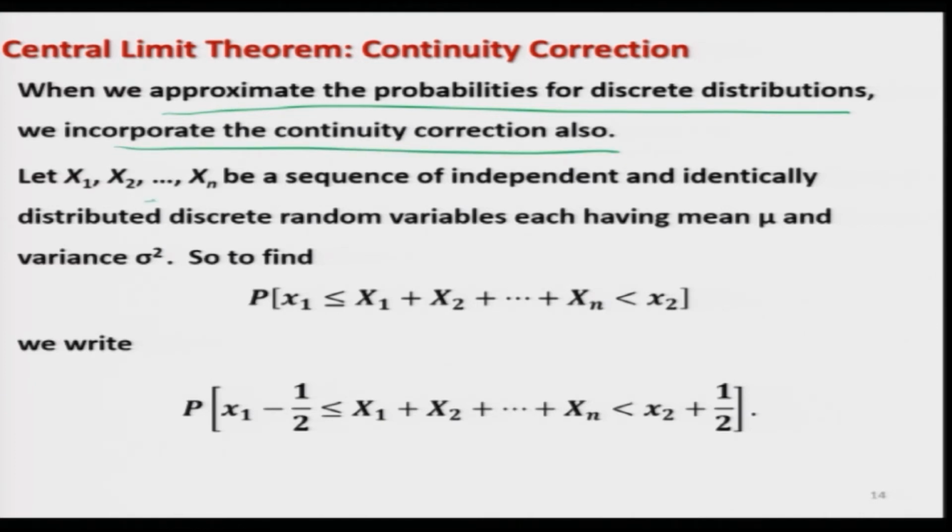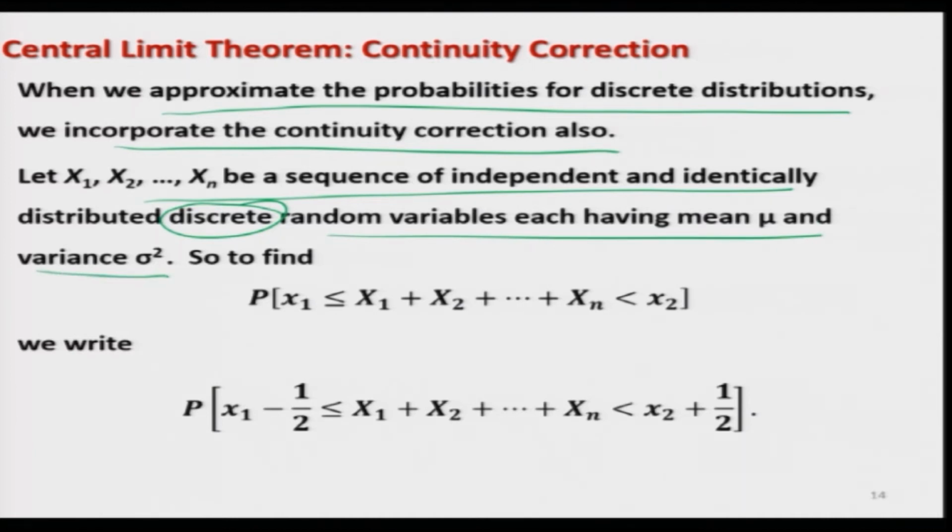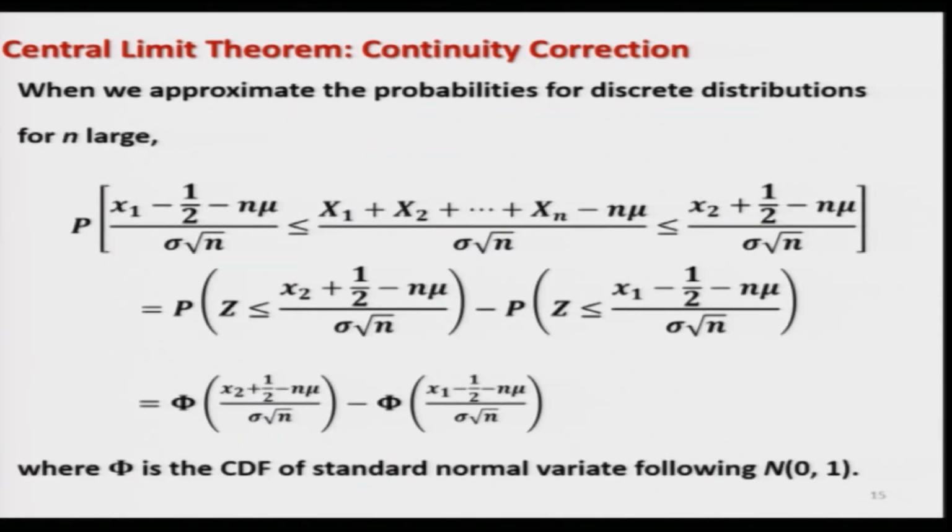So, let x 1, x 2, x n be a sequence of IID but discrete random variables, each having a mean mu and some variance sigma square. Suppose we want to find the probability that x 1 plus x 2 plus x n lies between two numbers x 1 and x 2. Then I have to do the same thing that we discussed earlier: subtract 1 by 2 from x 1 and add 1 by 2 to x 2, and then compute the probability after standardization.